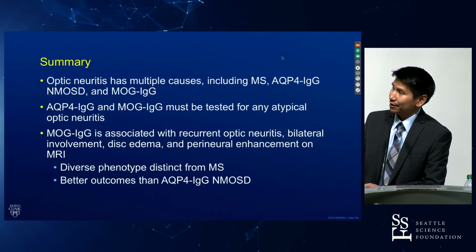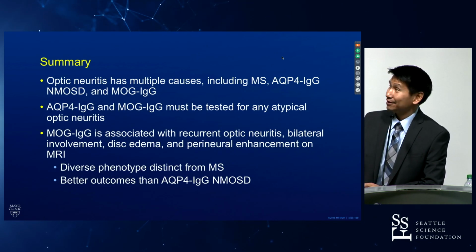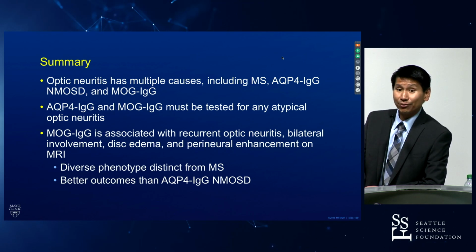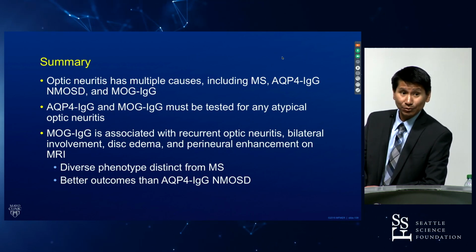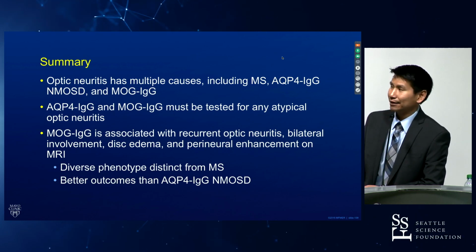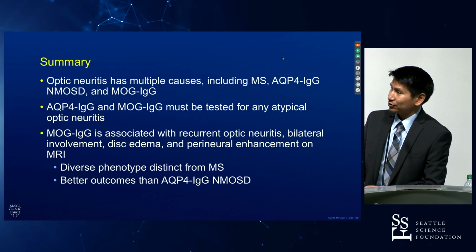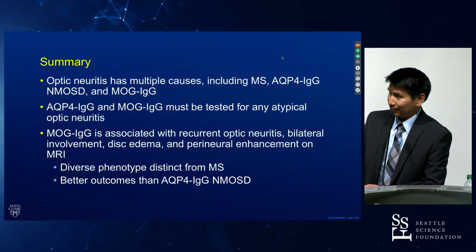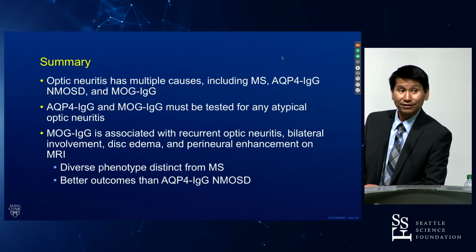So in summary, optic neuritis has multiple causes: MS, aquaporin 4, and MOG. I think these biomarkers have to be tested for any atypical optic neuritis, and we could really consider testing them for any patient unless it's classic MS. MOG is associated with recurrent optic neuritis, bilateral involvement, disc edema, and perineural enhancement on the MRI of the optic nerves. It's distinct from MS, and fortunately has better outcomes than NMO.